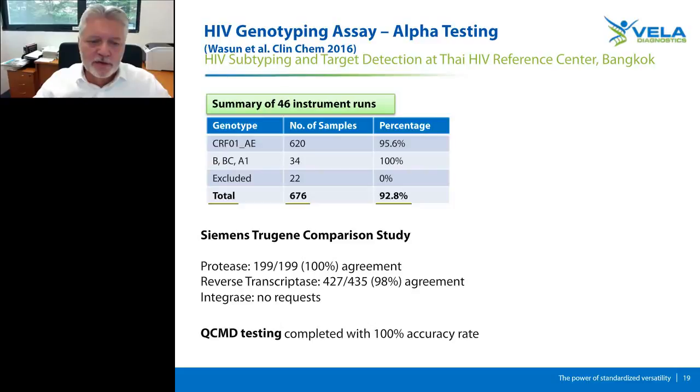The group looked at protease and reverse transcriptase used in Siemens routine versus the Vela assay, and they found 199 samples, 100% agreement, and for RT, they found 98% agreement. They also did QCMD testing, which passed with 100% accuracy. So this data shows that the assay works very well. For the time being, this center uses the assay on a routine basis.